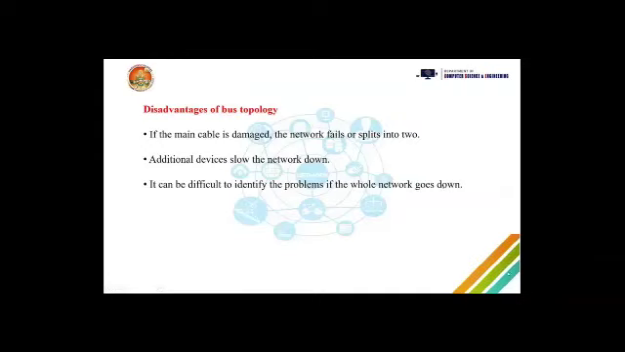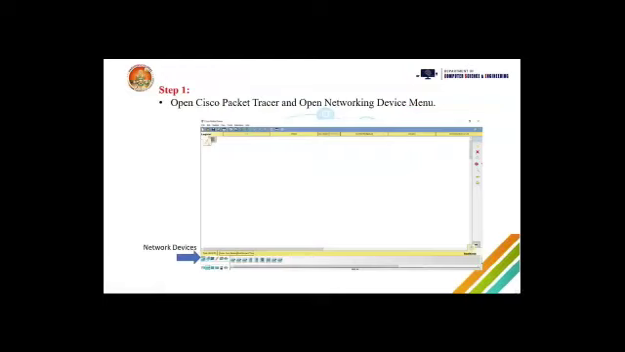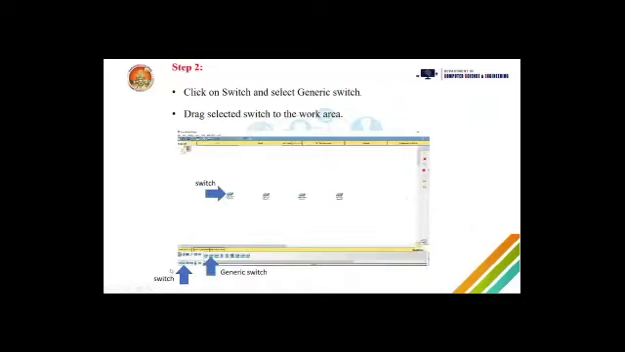Now we will see how to configure this bus topology using PacketTracer software. First, you need to open PacketTracer software. Once you open it, you need to click on this network devices icon, and it displays the network devices available to us here. Now you need to click on this switch icon and choose this generic switch, and just drag this generic switch onto the work area. Like this, you need to drag as many switches as you require.